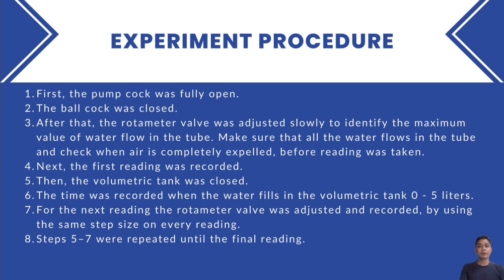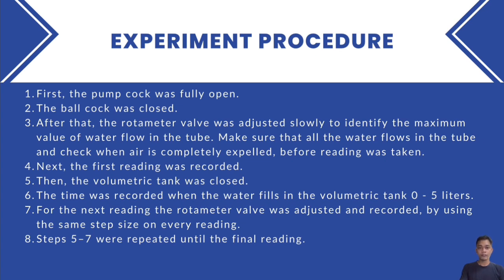So the experiment procedure. First, the pump cork was fully opened, and then the ball cork was closed. After that, the rotameter valve was adjusted slowly to identify the maximum value of the water flow in the tube, making sure that all the water flows in the tube, and checking that the air is completely expelled before readings were taken.